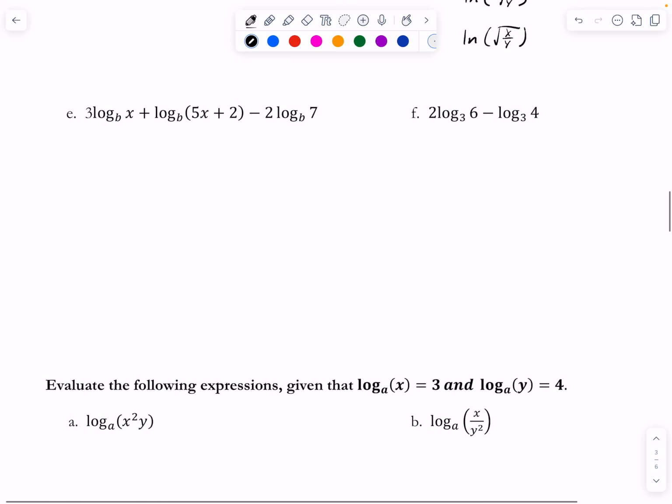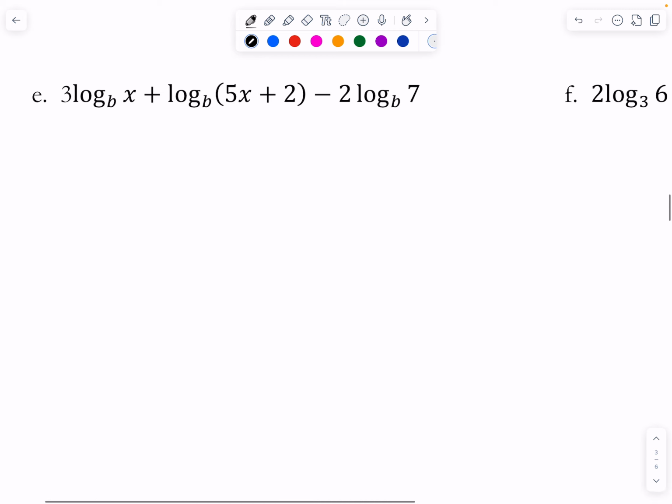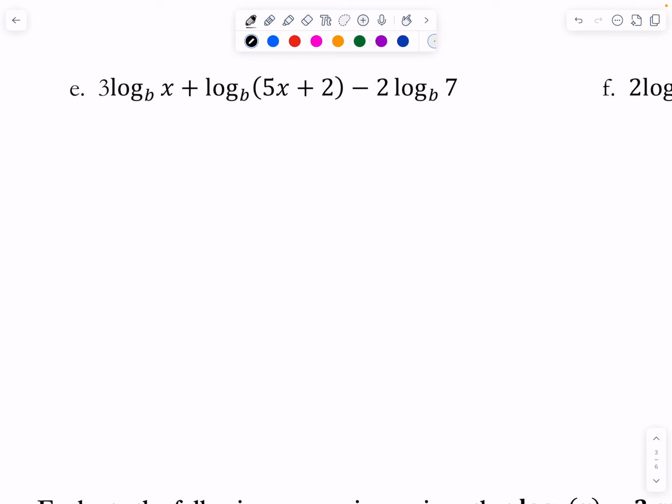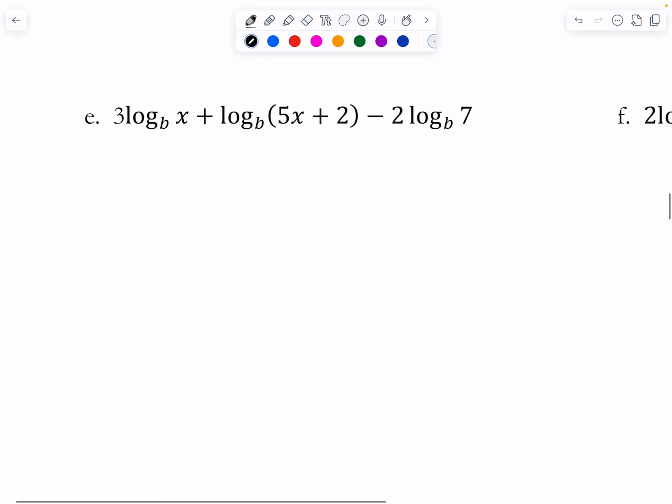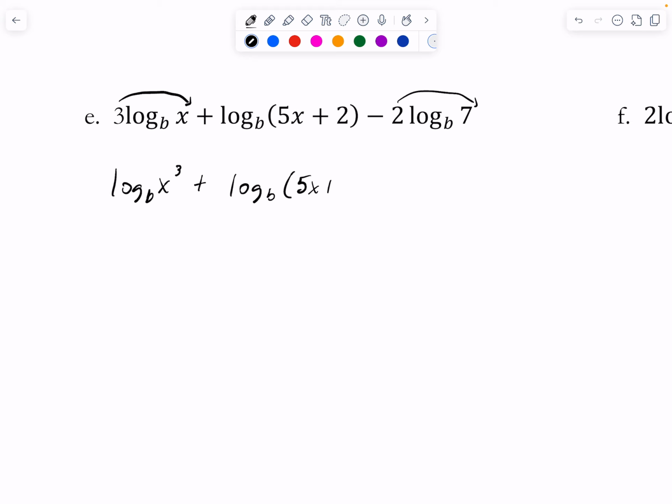Okay, a few more, and then we'll be in our last section. So this one has a lot, right? It's got three logs that we're trying to put together. So I do see a couple of numbers in front that I will make powers. So I'm going to write log base b of x cubed plus log base b of 5x plus 2 minus log base b of 7 squared.